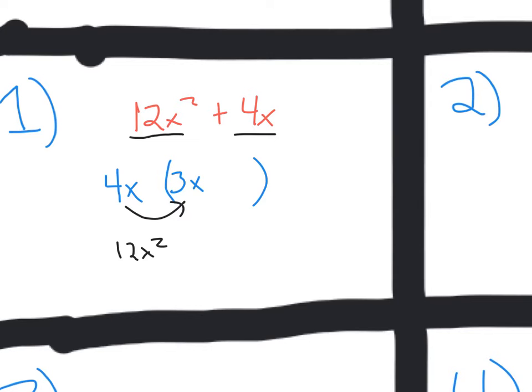Okay. And then what else would go on the inside? We need to look at how can I make 4x. What times 4x makes 4x? That's just going to be 1. So there's factored form right there. I will circle that in purple. This is the factored answer right there. Okay, number 2.